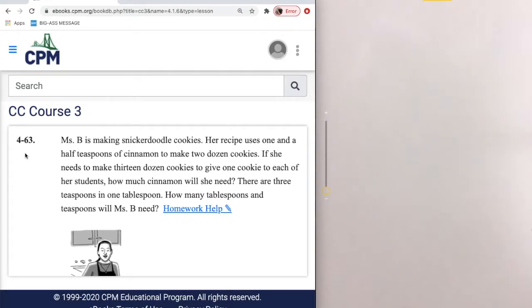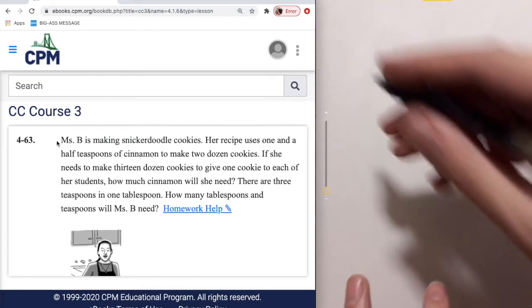Problem 4-63. It reads, Miss B is making snickerdoodle cookies. Her recipe uses 1.5 teaspoons of cinnamon to make 2 dozen cookies, but she needs to make 13 dozen cookies. How many teaspoons does she need? Or ask how many teaspoons and tablespoons does she need, knowing that 3 teaspoons make 1 tablespoon. So you can find it in teaspoons and then put the answer in tablespoons at the end.